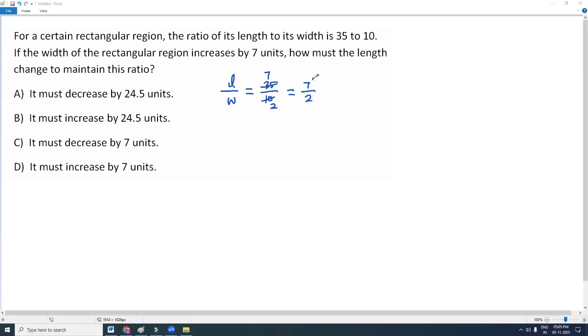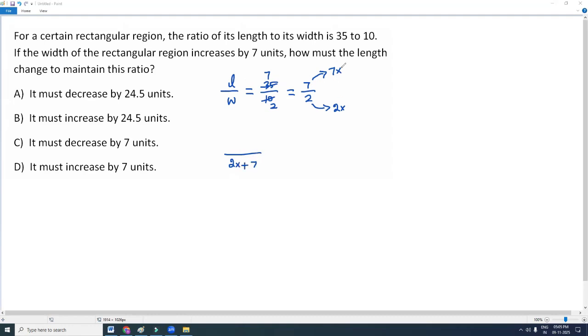When I multiply this 7 by x, I am getting 7x. So 7x is the length of the rectangle, that is the original length. And when I multiply this 2 by the same non-zero number x, I am getting 2x. So 2x is the original width of the rectangle. Now, according to the given information, the width of the rectangle has to be increased by 7 units. That is, the width of the rectangle is 2x. This 2x has to be increased by 7 units.